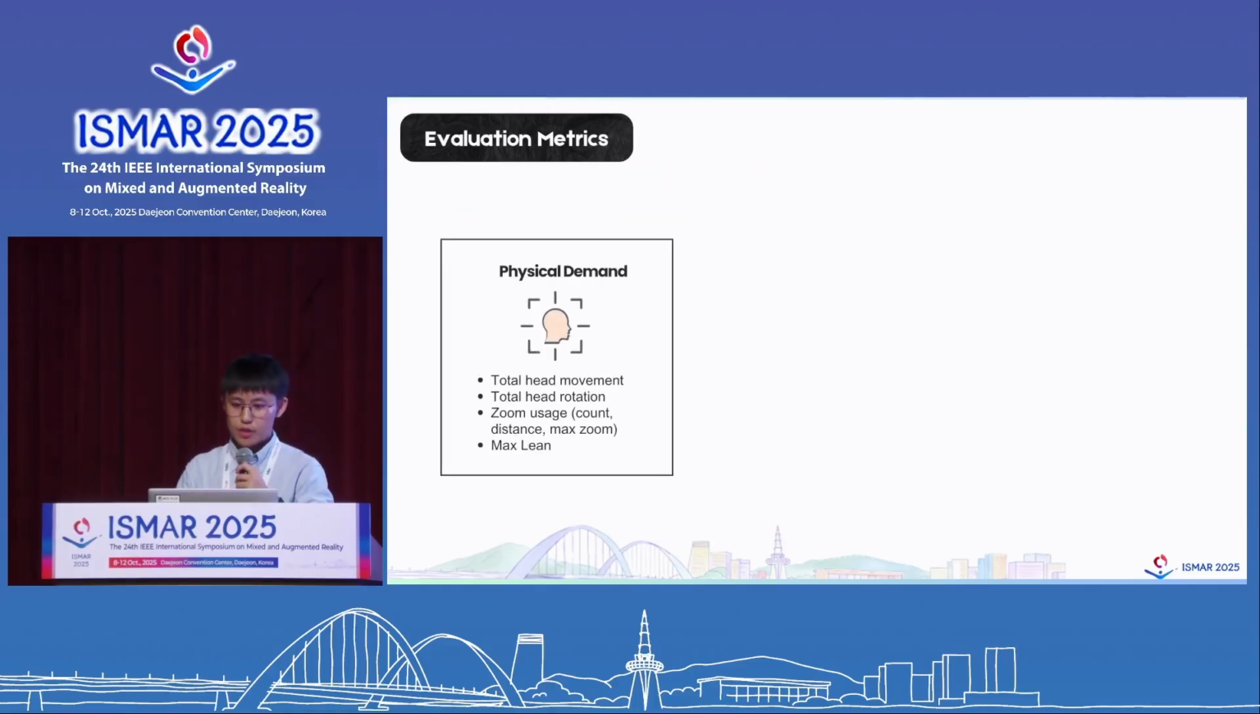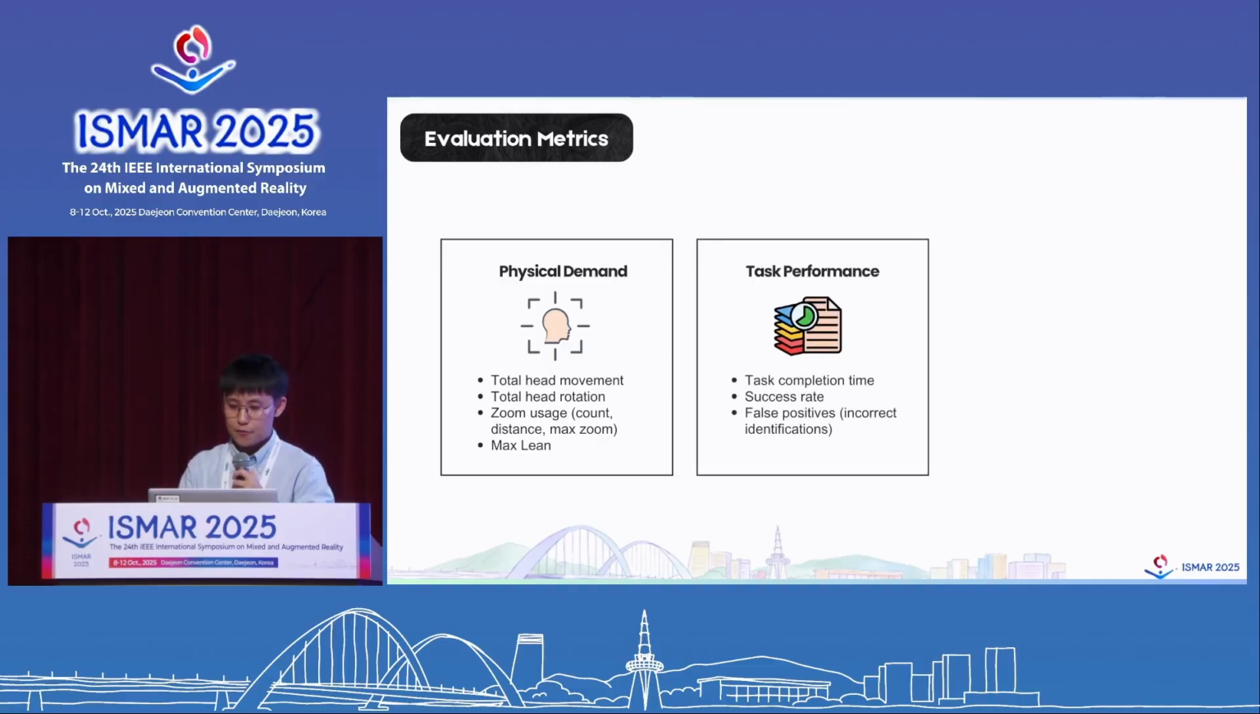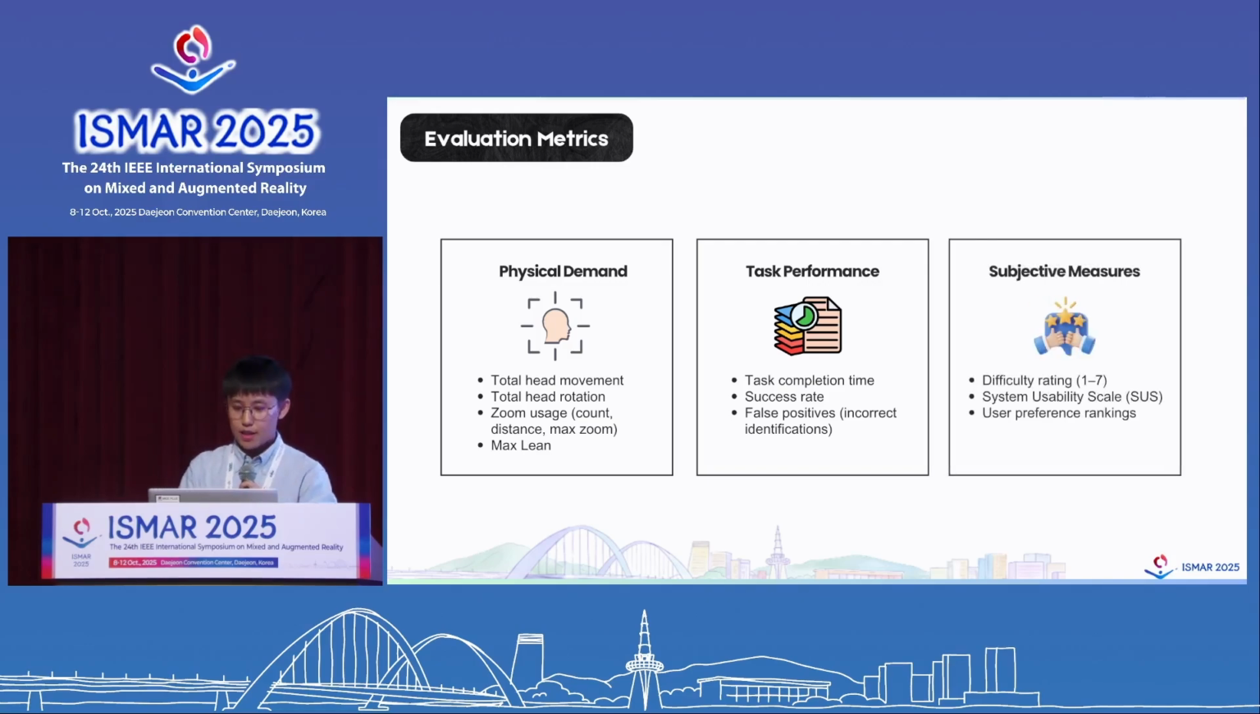So to evaluate those 3 interaction modes, we look at 3 categories. First, the physical domain: how much head movement or rotation was required, plus the zoom usage and the lean distance. And second, the task performance, including the completion time, success rate, and the false positives. And finally, the subjective measures, including participants' difficulty ratings, usability score, and overall preference.